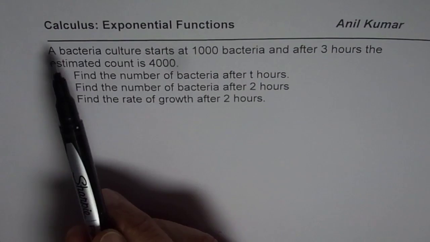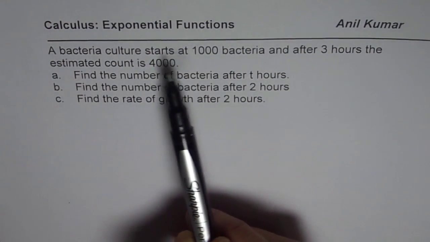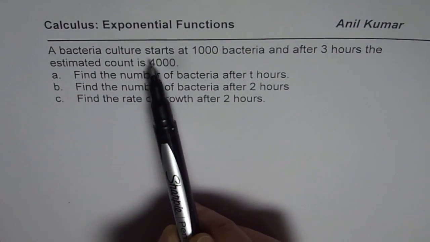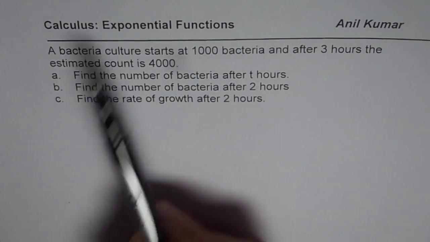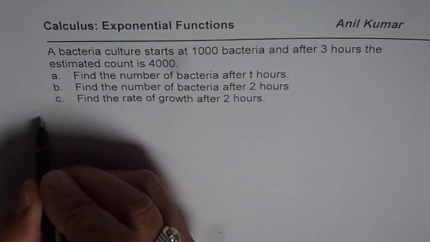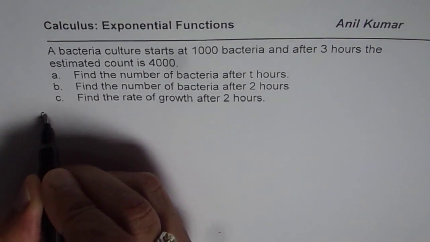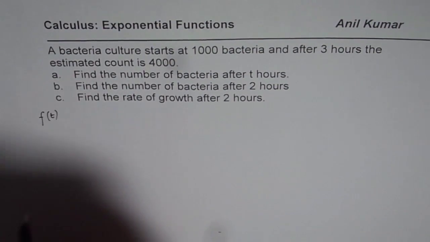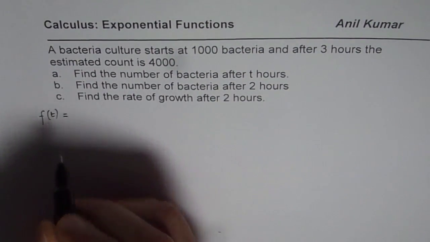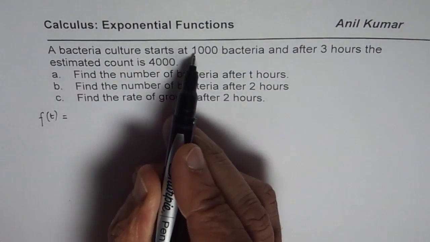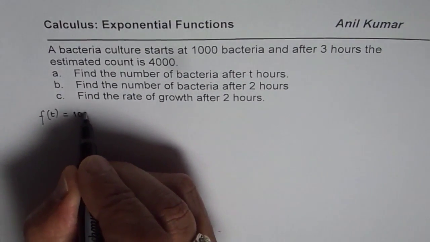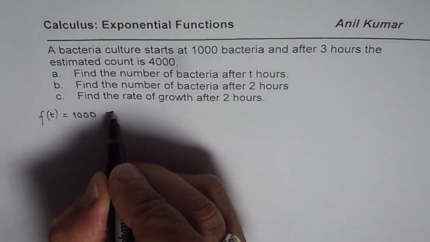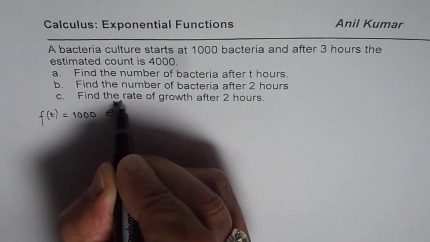Now, since the number of bacteria increases based on their population, it could be represented by an exponential function. So we can write this as the number of bacteria f of t with respect to time is equal to the initial population of 1000, right? So 1000 is the initial population, e to the power of kt.